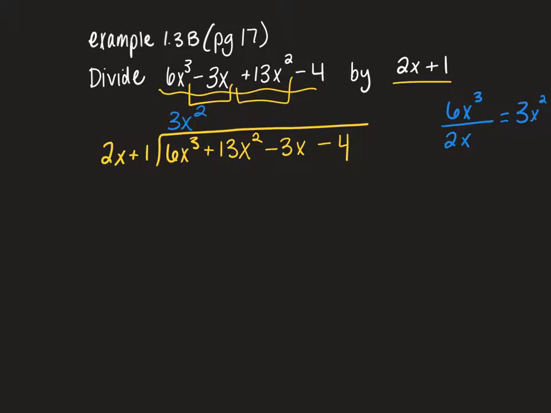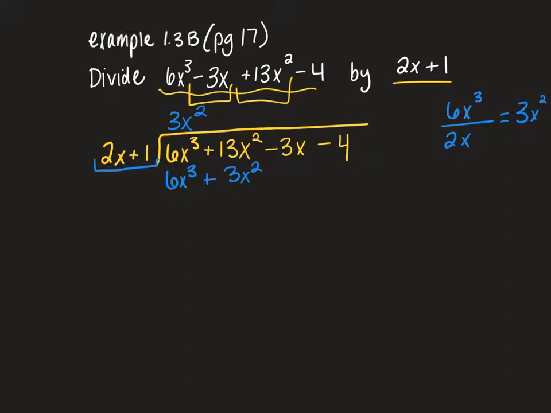Now we're going to take that 3x squared and we're going to multiply it by the entire thing. So now we're kind of bringing our 1 back. So we know that 3x squared times 2x is going to be 6x to the third. And then 3x squared times 1 is 3x squared.